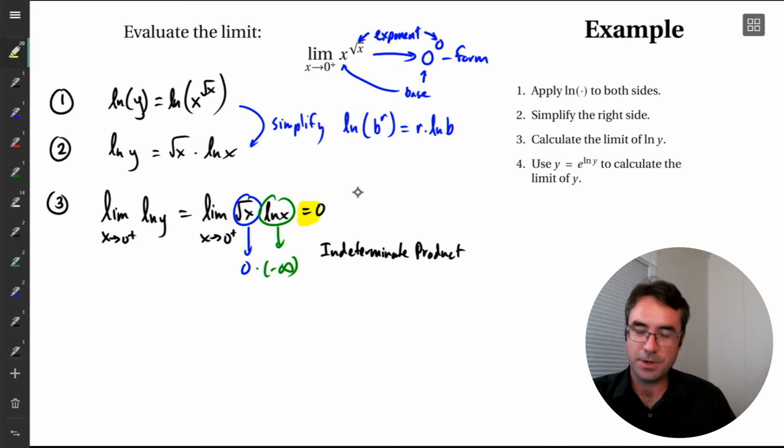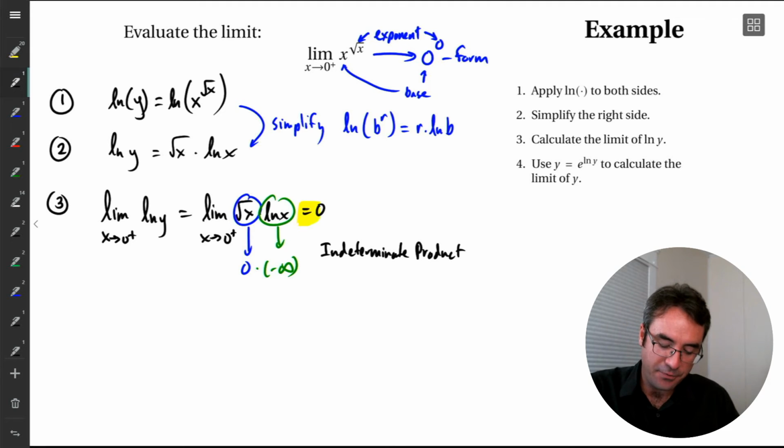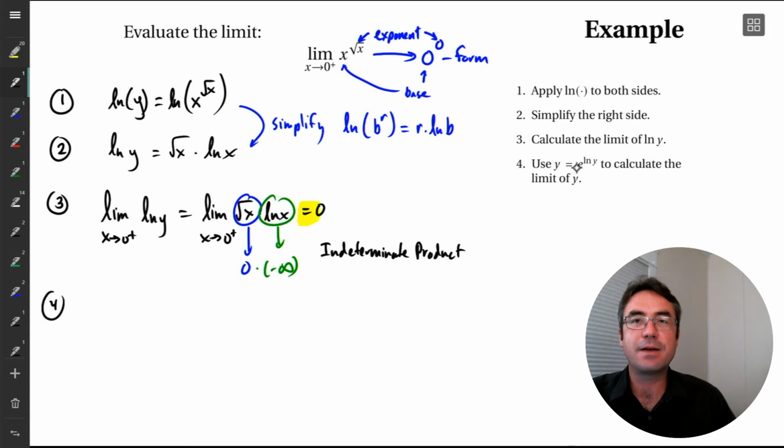There's going to be some more work that has to be done, and we've nicely already done that. Once we have our limit, now in step 4, we're going to actually use this clever trick. So y is equal to e raised to the natural log of y. We know e and natural log are inverse functions of each other, so they just cancel out. So all this is saying is that y is equal to y. But we're going to use this to help us calculate the limit of y.